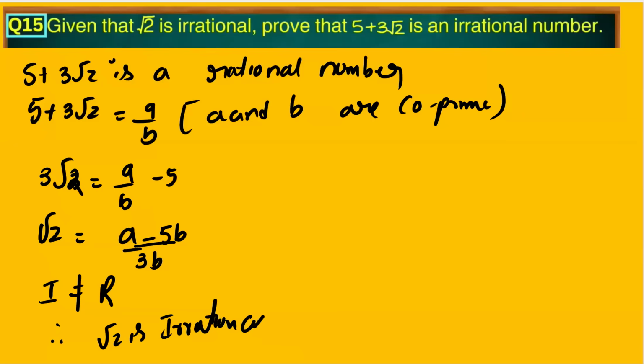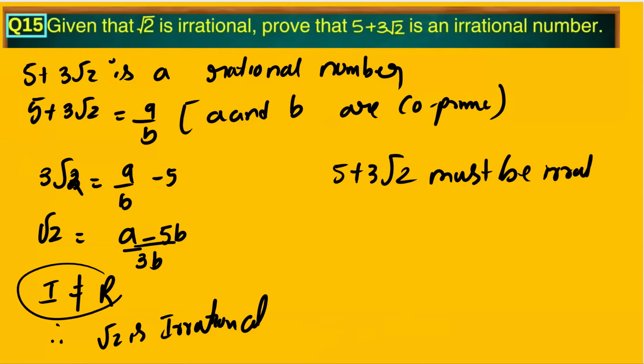Root 2 is irrational, and (5b minus a) divided by 3 is rational. So therefore, we can say that 5 plus 3 root 2 must be irrational, because this is wrong. It can never be equal. An irrational number can never be equivalent to a rational one. So our assumption is wrong. Therefore, we have to write that 5 plus root 2 must be irrational in this case.